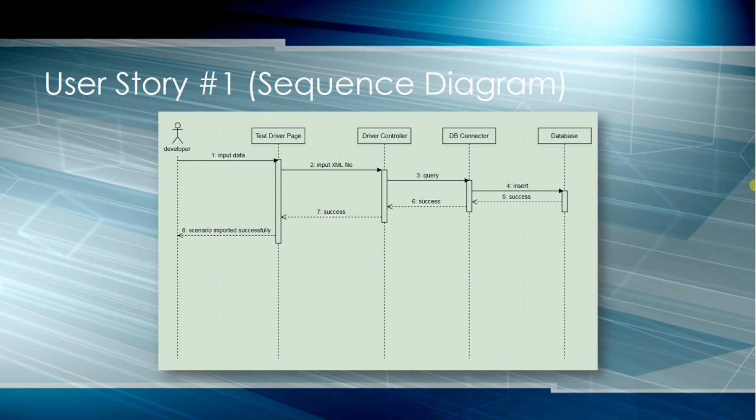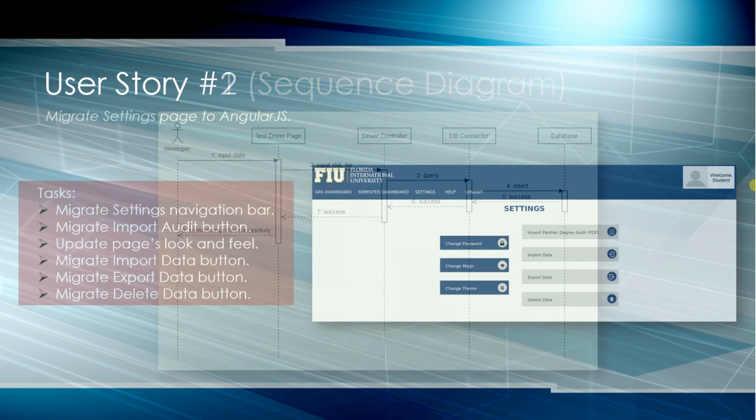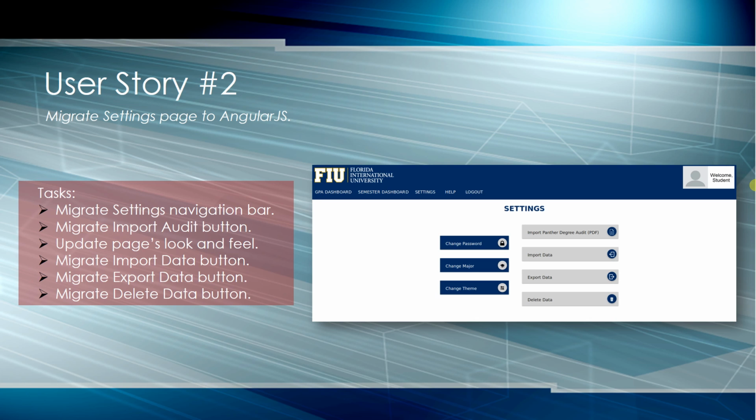This is the sequence diagram for this user story. The developer inputs data, and then this data gets inserted into the database. I'm going to show you now the rest of the user stories that I worked on.